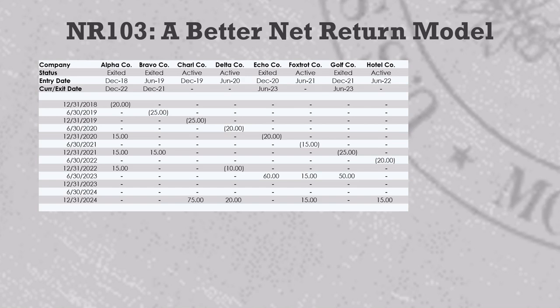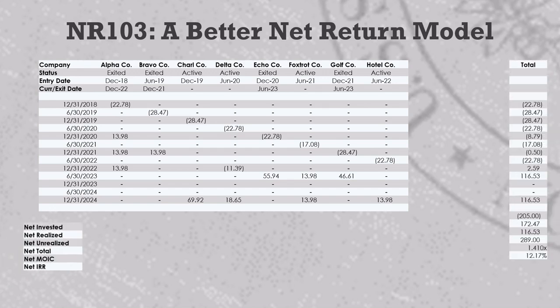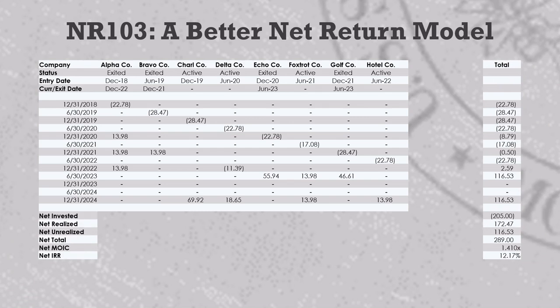In the better net return model, we take all the negative cash flows, which are portfolio company investments, and we make them a bit more negative to account for each deal's pro rata share of the fund's expenses and management fees. And then we take all the positive cash flows, which are realizations and fair market values, and we make them a little less positive to account for each deal's pro rata share of carried interest. Now, when we total these adjusted portfolio cash flows, we get a new portfolio net multiple and net IRR that includes all the fees, expenses, and carry in the fund.